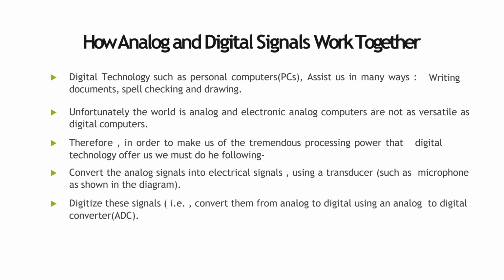So now we will see how analog and digital signals work together. Digital technology such as personal computers, that is PCs, assist us in many ways, such as writing documents, spell checking and drawing. Unfortunately, the world is analog and electronic analog computers are not as versatile as digital computers. Therefore, in order to make use of the tremendous processing power that digital technology offers us, we must do the following. First is to convert the analog signals into electrical signals using a transducer. Second, digitize these signals, that is, convert them from analog to digital using an analog to digital converter, that is ADC.